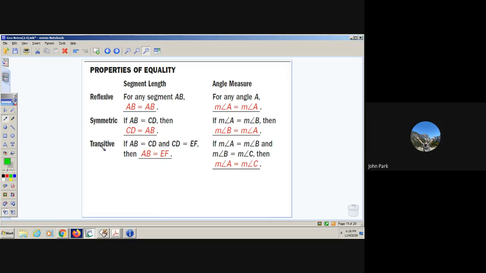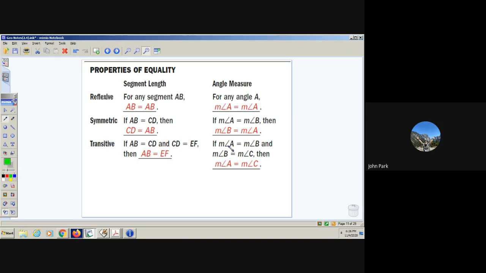So the transitive, again, is comparing three things or more. So notice we're comparing AB with CD and EF. And notice the CD and CD is exactly same in the middle, right? So since they're both same as CD, that means AB is also going to be equal to EF. Seems kind of obvious, right? So again, when you make that transition, when you make that jump, right, skipping the middle part because it's same, that's transitive property of equality, right?